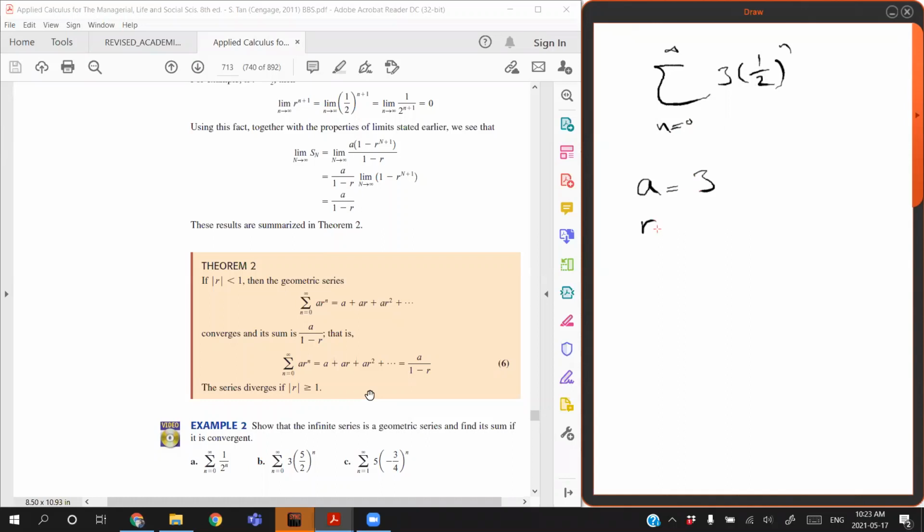And then what is r? R is obvious. It's 1/2. And then I just plug in the values into the formula, a over 1 minus r. So it's 3 over 1 minus 1 over 2. So it's going to be 6.